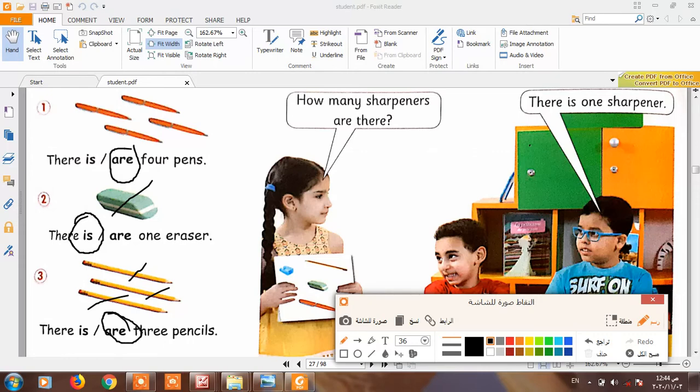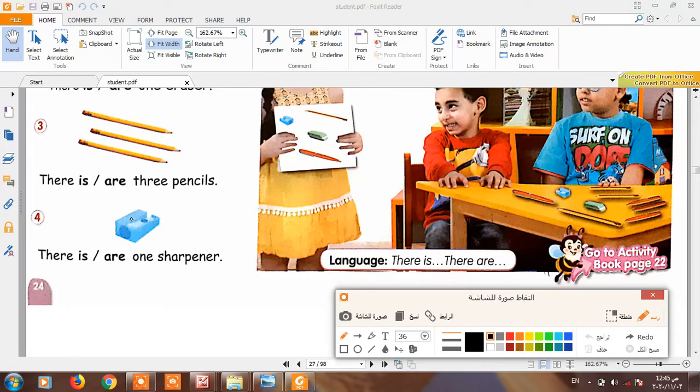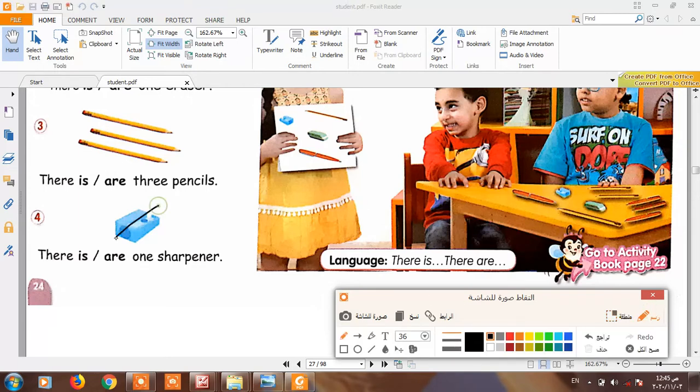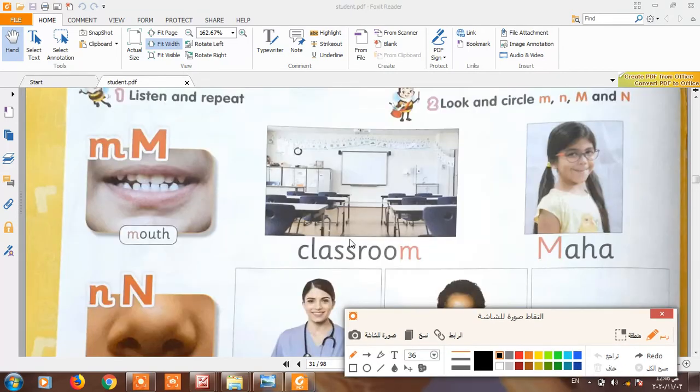Look here, KG1. Can you tell me what you can see? Yes, sharpener. How many sharpeners are there, KG1? Let's count. 1. Good job. So we use there is 1 sharpener. Make a circle on S. Again, KG1, we use there is when we talk about one, and we use there are when we talk about more than one.